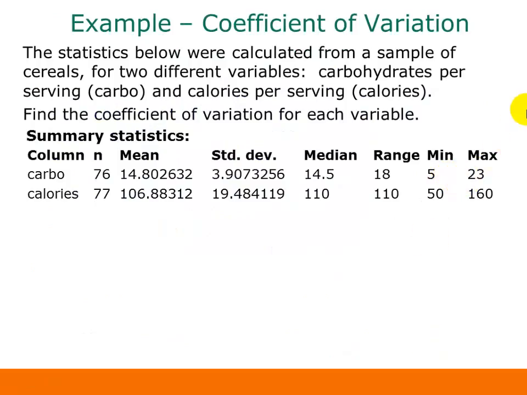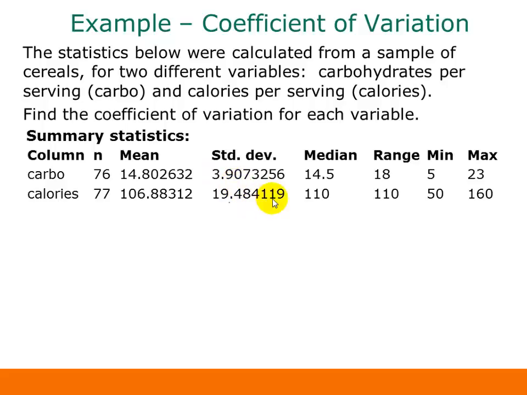Let's look at an example of finding the coefficient of variation. So the statistics below were calculated from a sample of cereals for two different variables: carbohydrates per serving, which is called carbo here, and calories per serving, which is called calories here. So we're going to find the coefficient of variation for each variable. Now, if we look at just the standard deviations and the ranges for these two variables, since the standard deviation for calories is much larger, that might make us think that this variable had much more dispersion than the carbo variable.